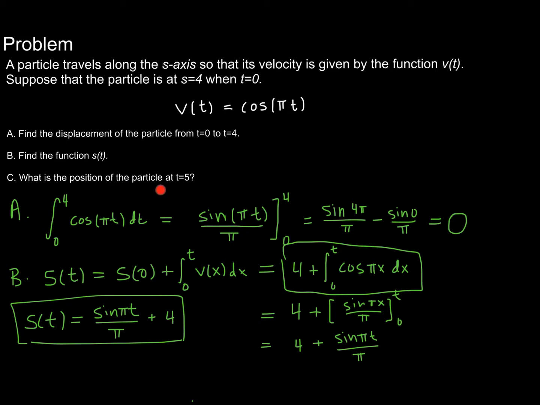All right, what is the position of the particle at time t equals 5? Well, here we see how we can use this to compute part C. So go ahead and use that function to compute the position. And I end up with 4.318 approximately. So we can see that after 5 seconds, it's a little bit further to the right than where it started. All right, let's take a look at one more example.